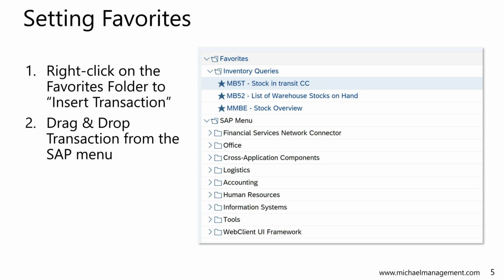And you can do that by dragging and dropping from the SAP menu, locating what you want in the SAP menu, which is this part down here, and then drag it up and drop it into your favorites. You can also right-click on your favorites folder and choose the option to insert transaction, and then type in the transaction code. But that assumes that you know the transaction code, which many of you just may not yet, because you may be very new to the SAP system. So there's two ways that you can add a favorite.